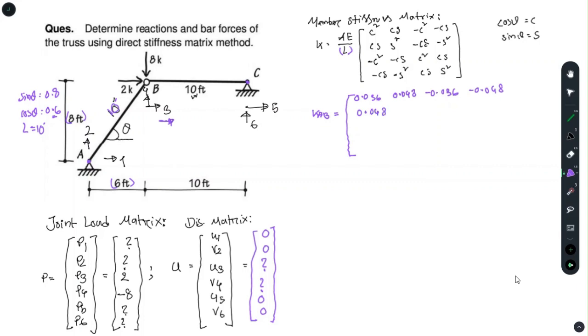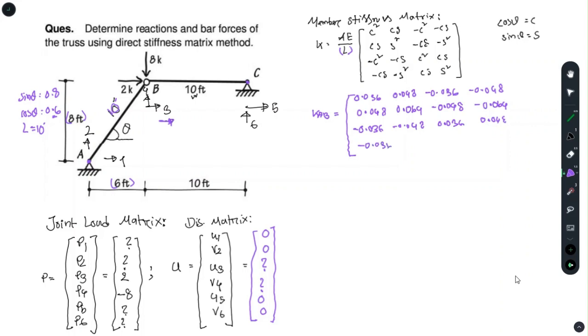And the next thing would be 0.048, and the next thing would be the sine squared, which is 0.8 squared. So 0.64 divided by 10, so it would be 0.064. You just take the negative value of the first one, so it would be minus 0.048. It would be minus 0.064. And similarly, the third row will be the same value as the first row, but the negation will be reversed. So it would be minus 0.036, minus 0.048. It would be 0.036. It would be 0.048. And the last row would be minus 0.036.